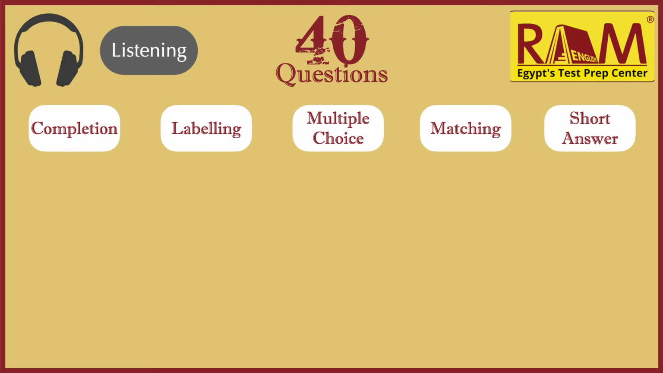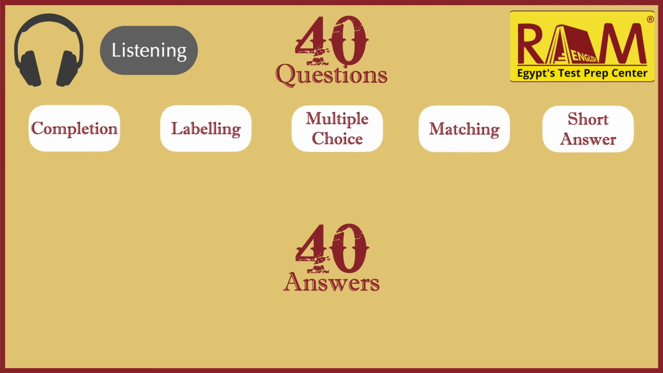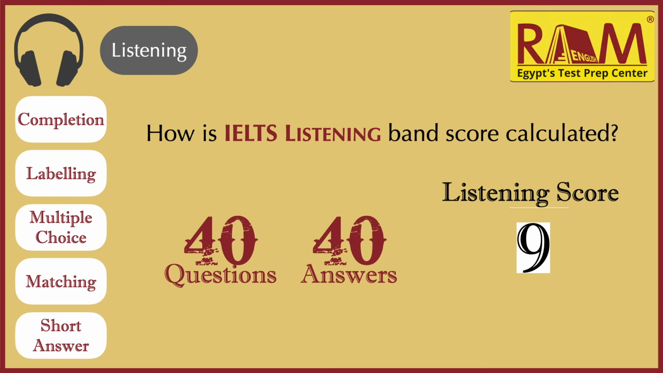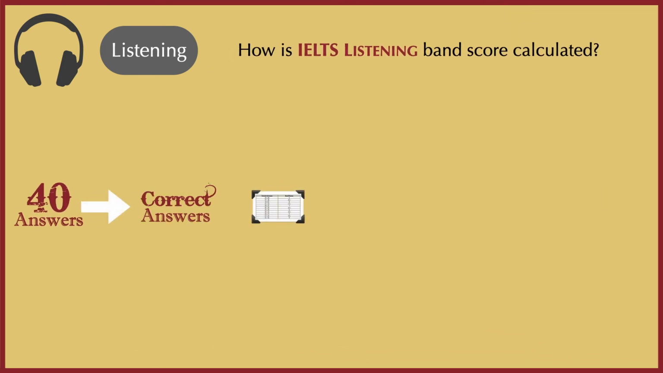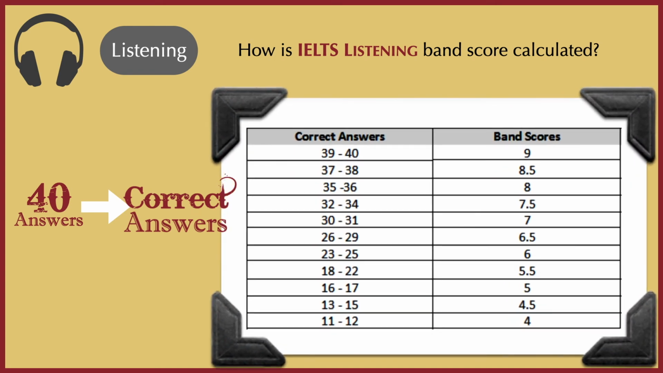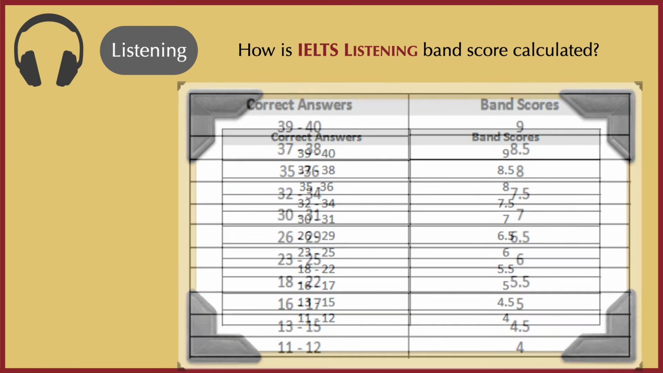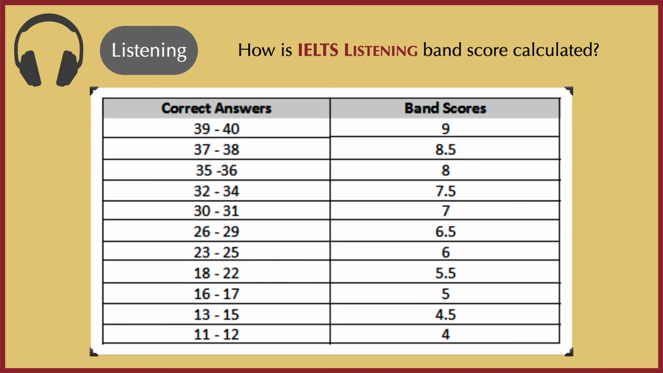So now you should have 40 answers, with each correct one deserving 1 mark. The question now is how correct answers are converted to a listening score out of 9. Simply, IELTS has provided us with a table which shows how correct answers are converted to listening band score out of 9. And here is the table. For example, if you get 33 correct answers, you will have a listening score of 7.5.